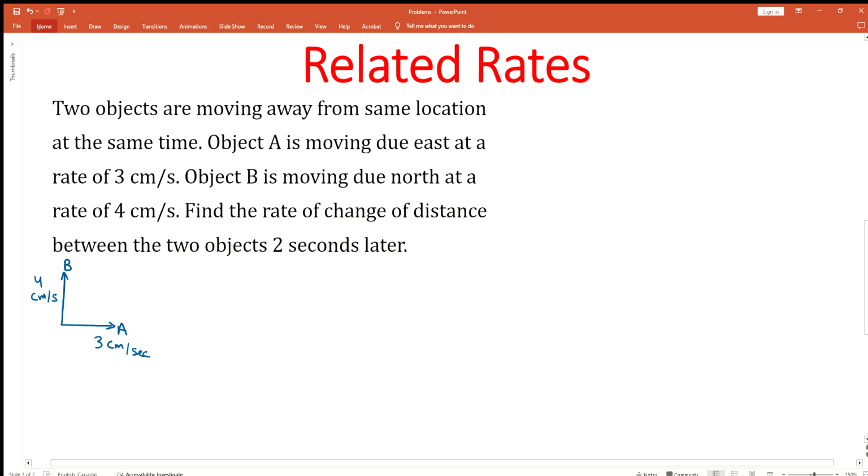The distance between the two objects is represented by this line. This is a right angle triangle because the directions east and north are perpendicular to each other. For this problem, we'll have to use variable t for time because we have to find the rate of change of distance between these two objects. Let's assume the distance between these two objects at any time t is x. So we have to find dx over dt.